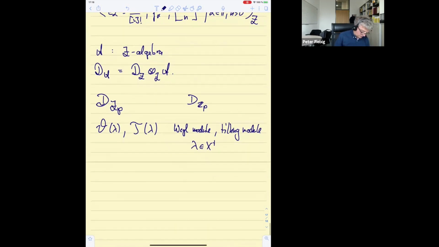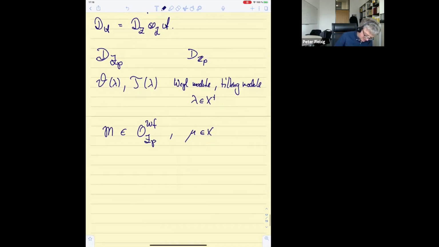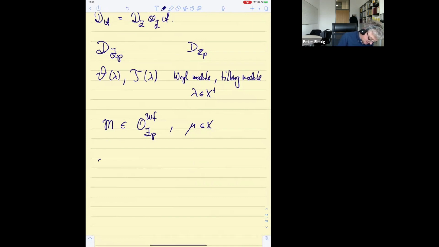And as before, the same tricks give you the following. So you define the category O for this quantum group, no, sorry, the objects with a Weyl filtration. And when you have a weight mu, you define these extreme spaces as before.